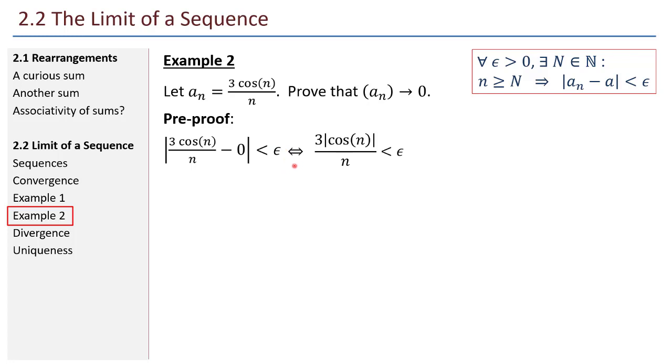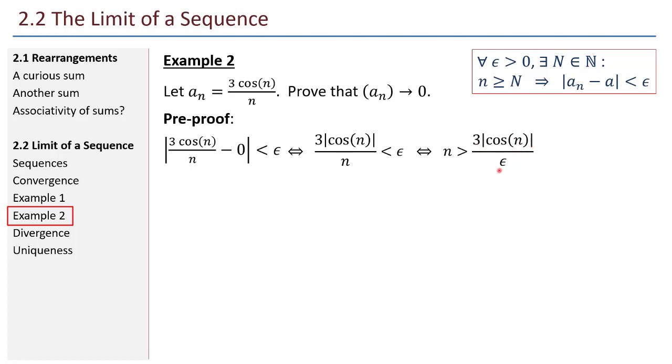And I'll start writing my implications, if and only if. Just try so I can remember that eventually I'll be working backwards. Well, I can simplify that absolute value a little bit. We get 3 absolute value of cosine n over n is less than epsilon. And that's if and only if n is greater than 3 absolute value of cosine n over epsilon.